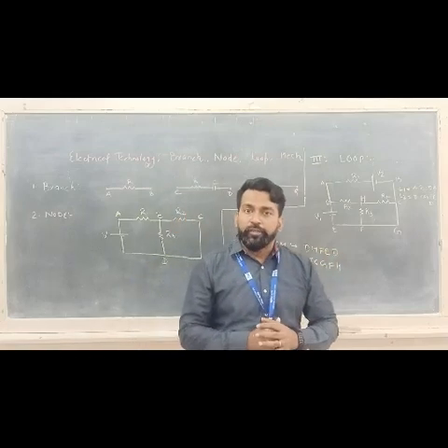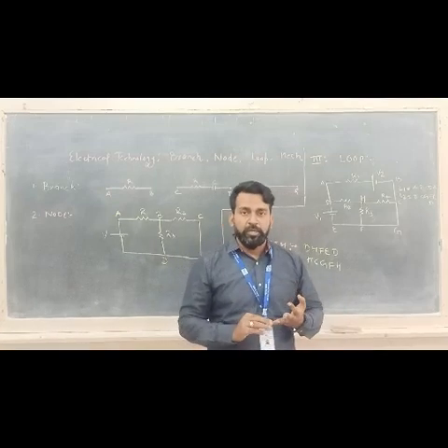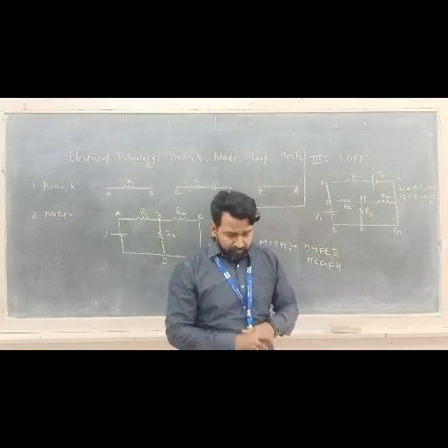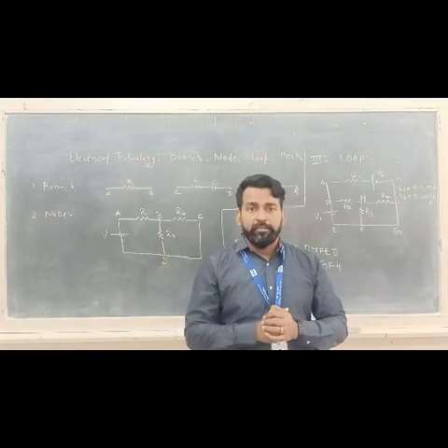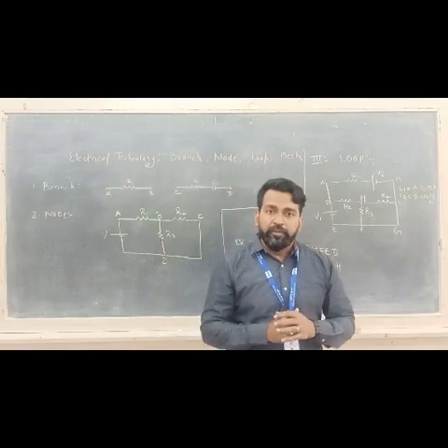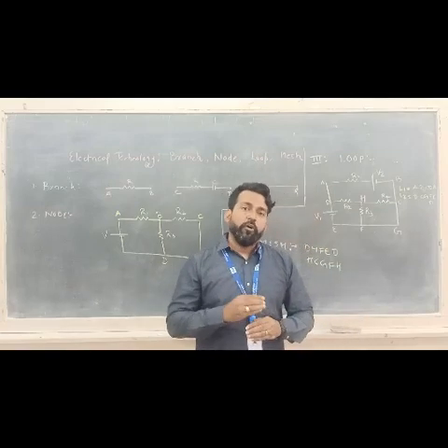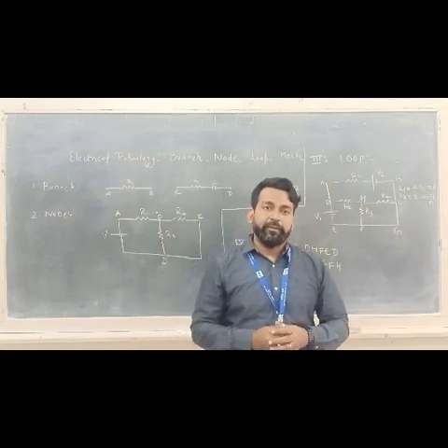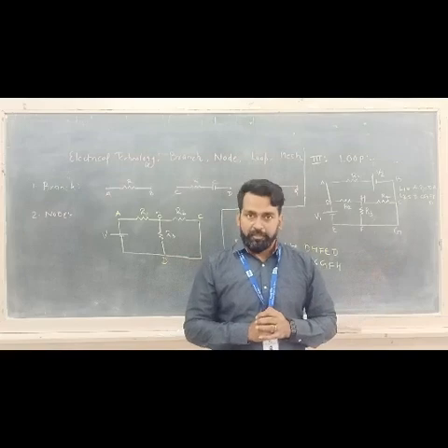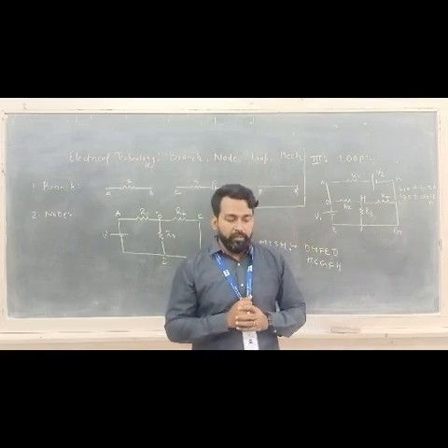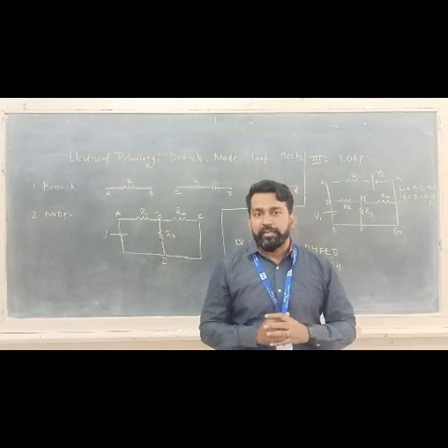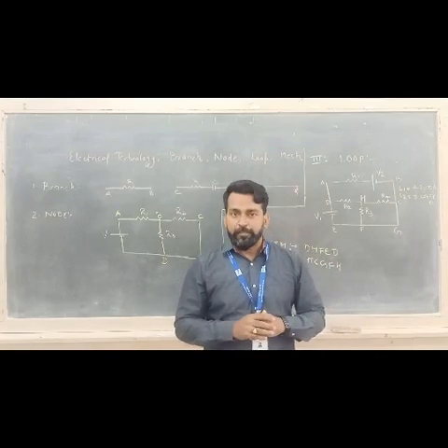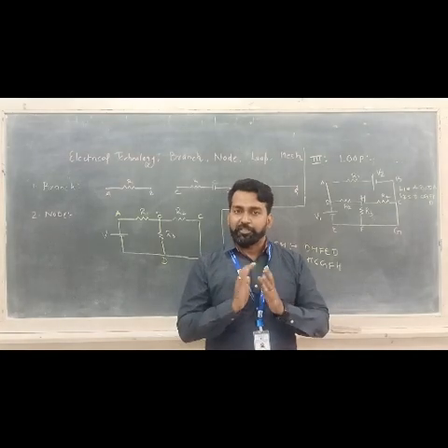Now, we have discussed all the 4 concepts. We have discussed what is a branch, what is a node, what is a loop, and what is a mesh. I'll summarize and show you. So, first of all, what is a branch? If one or more electrical components such as a resistor, capacitor, inductor, or power sources are connected between any two points, then it forms a branch. A node is a point present in the circuit or network at which 2 or more branches are connected. A node is also termed as a junction.